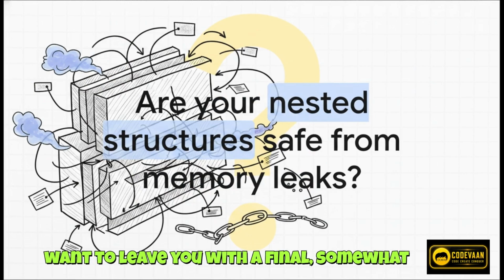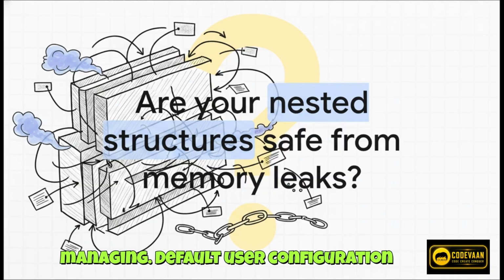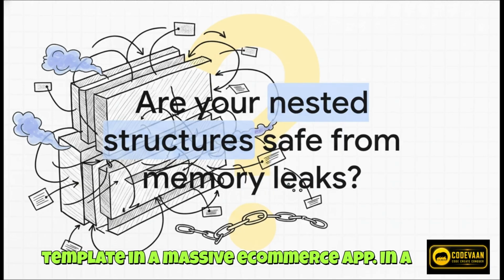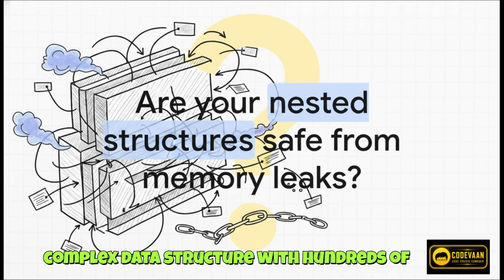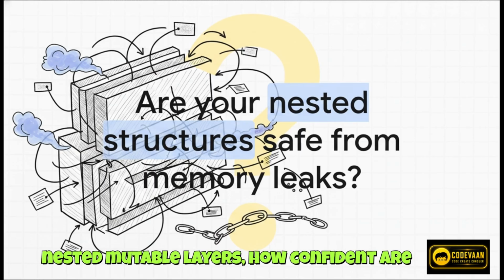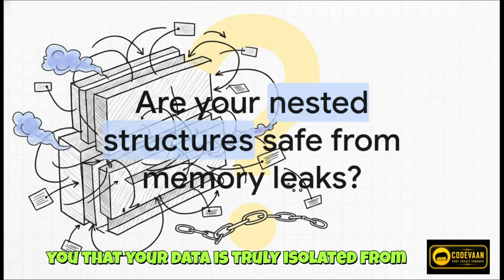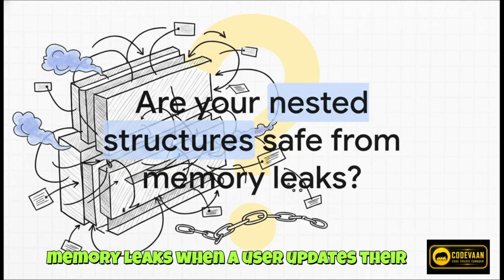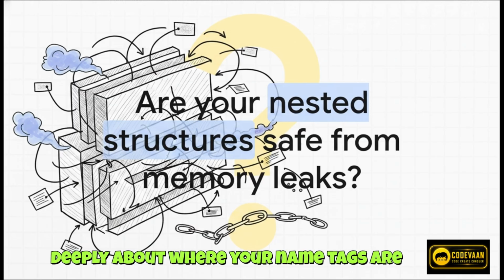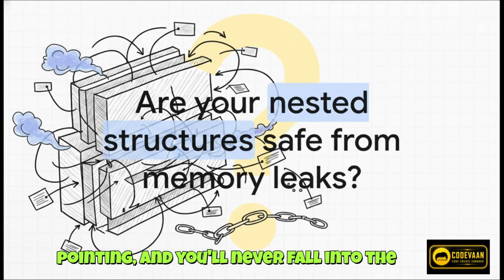To wrap things up, I want to leave you with a final, somewhat provocative question. Imagine you're managing a default user configuration template in a massive e-commerce app. In a complex data structure with hundreds of nested, mutable layers, how confident are you that your data is truly isolated from memory leaks when a user updates their profile? Audit your codebase. Think deeply about where your name tags are pointing, and you'll never fall into the nested trap again.